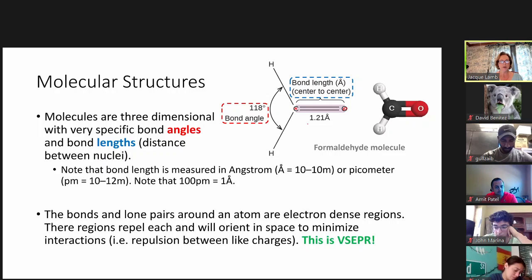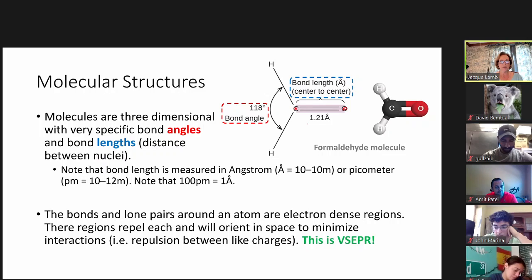So the things that impact the shape of the molecule will be the electrons surrounding that atom. Because electrons are negatively charged, electron pairs will tend to repel each other. Like charges tend to repel each other. So dense regions are going to try to get as far away from each other as they possibly can. They're going to orient themselves in space to be as far apart as possible.